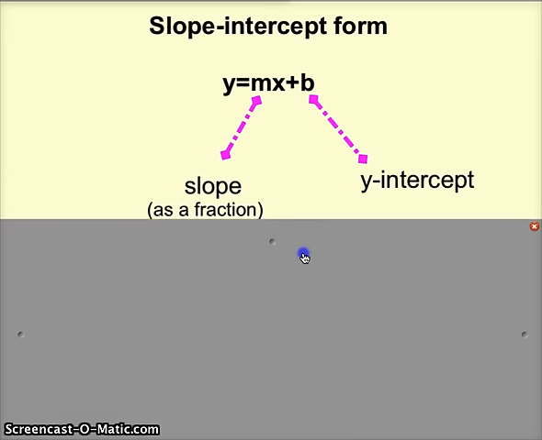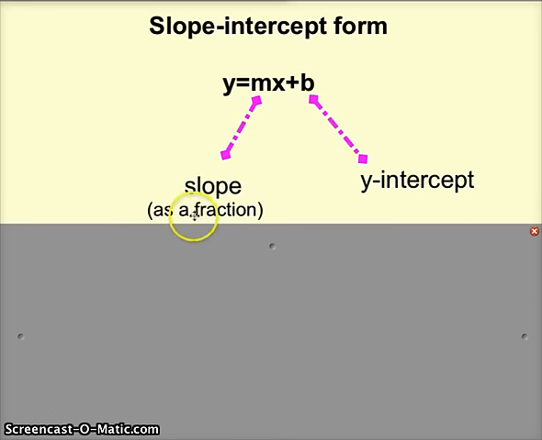So the m is the slope, always as a fraction, so you know what the rise is and what the run is when you're graphing. And b is your y-intercept. This is where the point hits the y-axis.